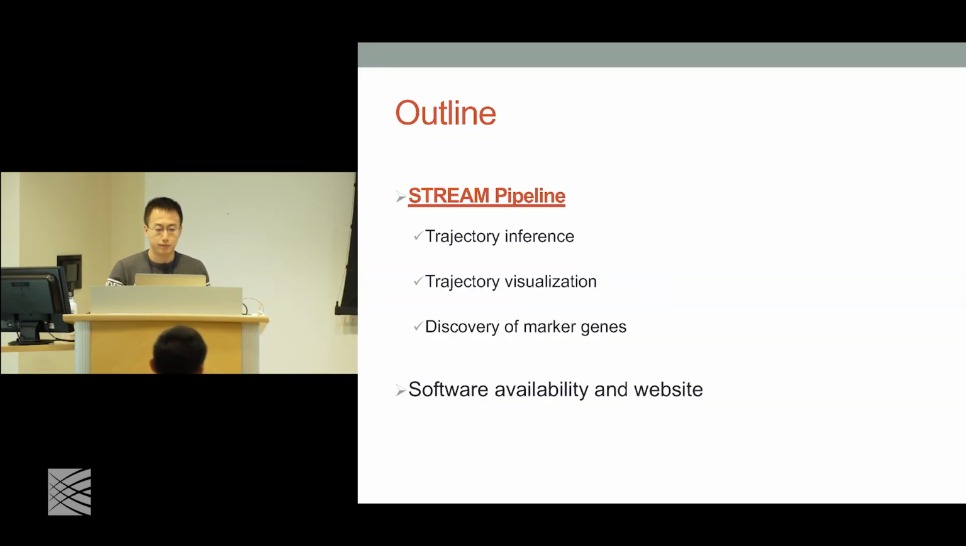Thanks, Luca, for the nice introduction, and it's a really great pleasure to be here and share with you our current project, STREAM. It's single-cell trajectory reconstruction, exploration and mapping. In this section, I will be mainly talking about our STREAM pipeline, how we infer trajectories, how we visualize them, and how we discover important marker genes from the trajectories. And lastly, I will also introduce our website and the available packages we have developed.